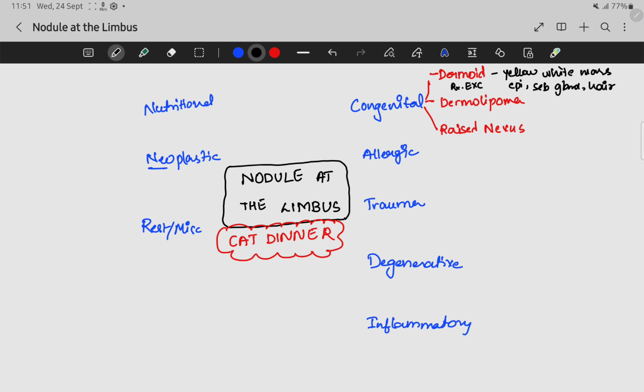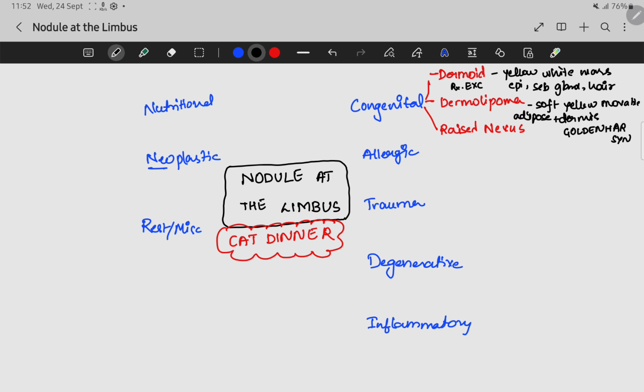Dermolipoma is a soft yellow movable subconjunctival mass. This is a soft lipoma, means it has adipose tissue also, no? So it is a soft yellow movable mass, and it has adipose tissue and dermis around. It is associated with golden hair syndrome.